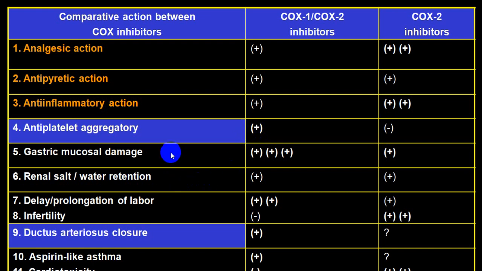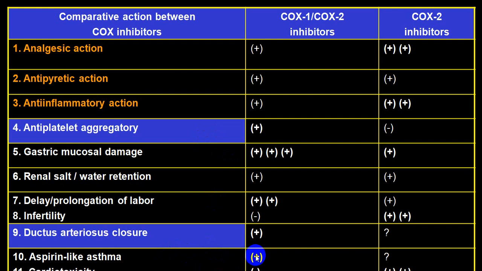While gastric mucosal damage is more with non-selective COX inhibitors. CKD, as far as salt and water retention is concerned, is equal in both. As far as effect on uterus is concerned, prolongation of labor, delayed labor will be very common with non-selective COX inhibitors. Ductus arteriosus closure will be by indomethacin and by aspirin. Aspirin will induce asthma.